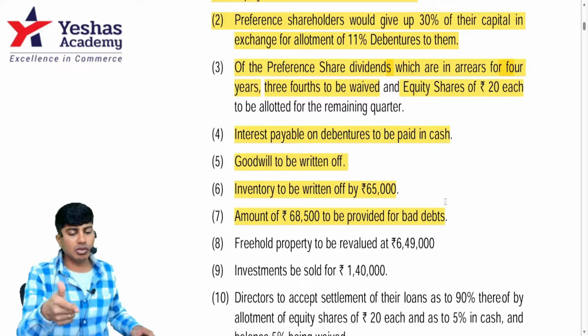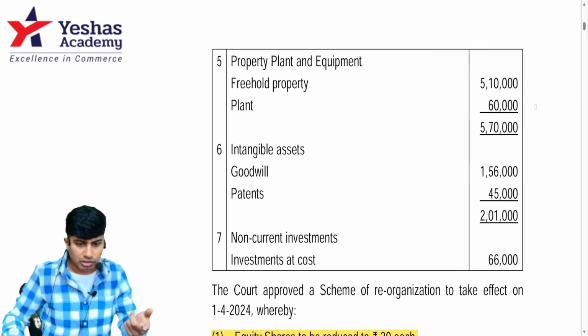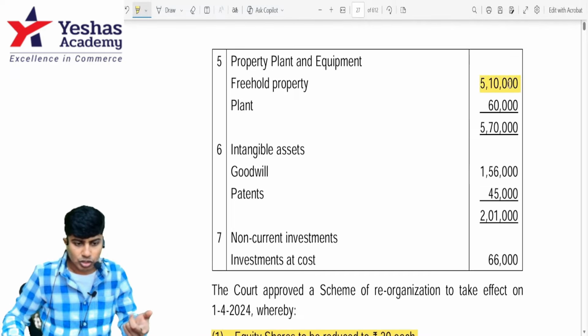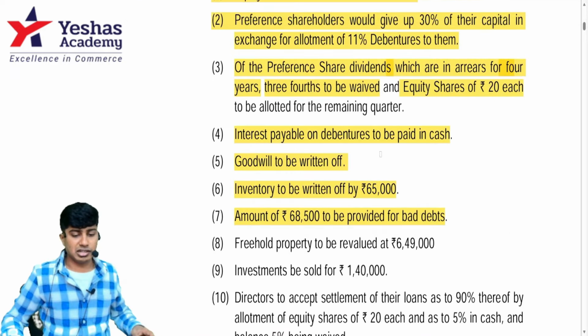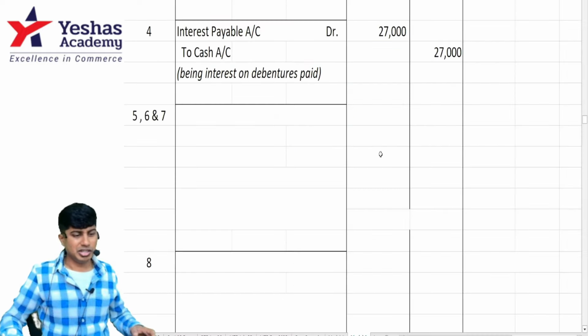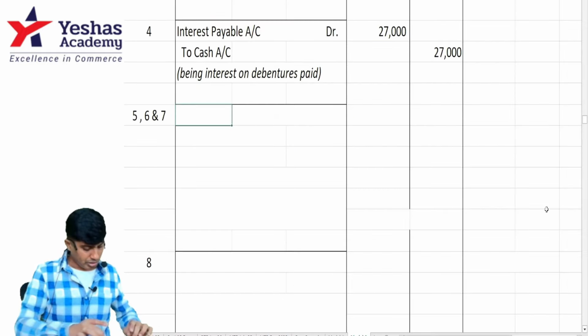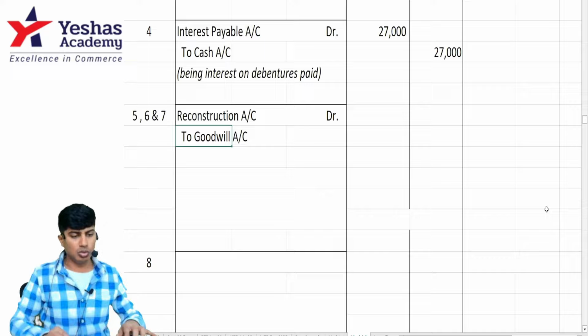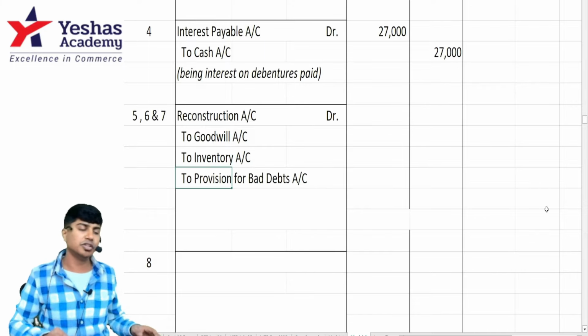Sir, why not the eighth one? That is freehold property revalue. I think it's revalued upward. Yeah, from 5 lakh 10, you are revaluing it upward to 6 lakh 49. That will be a separate entry. Shall I write the 5, 6, 7 entry? Reconstruction account debit to goodwill, to inventory, to provision for bad debts.